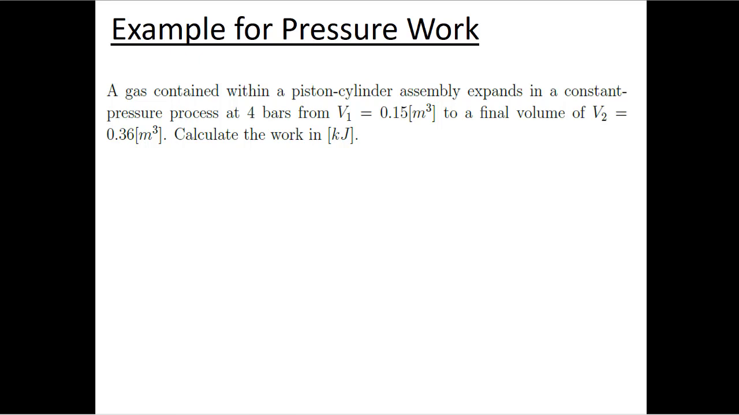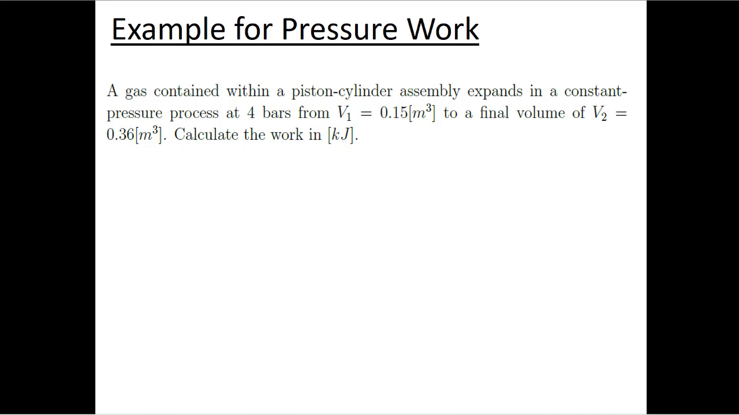So now we have an example of a problem where we're going to do pressure work. Here the question asks us: a gas contained within a piston cylinder assembly expands in a constant pressure process at 4 bars from an initial volume of 0.15 meters cubed to a final volume of 0.36 meters cubed. Calculate the work in kilojoules. So here we need to know pressure as a function of volume.